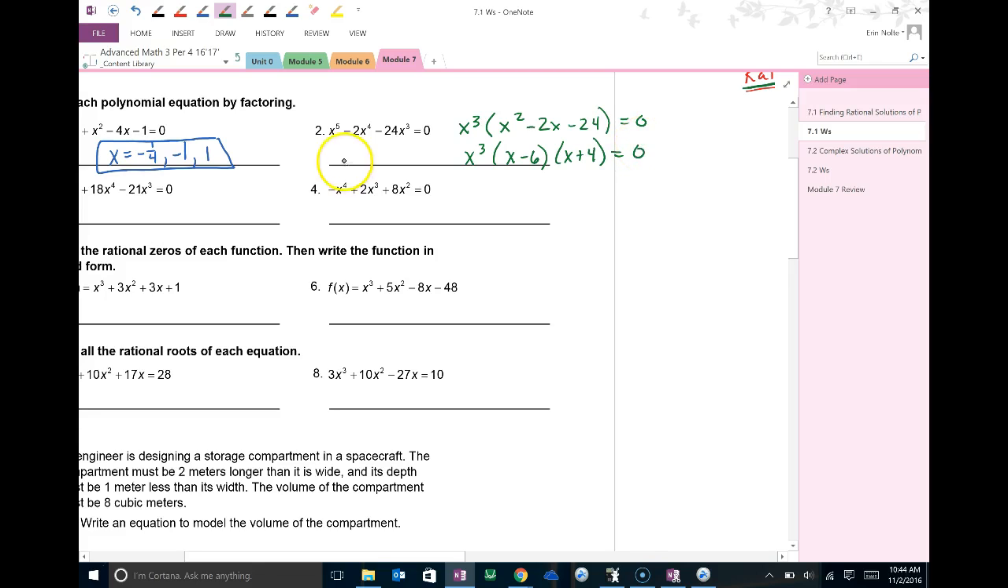So would we all agree the solution for this one would be, if I set x cubed equal to 0, I get 0. If I set x minus 6 equal to 0, 6. And if I set x plus 4 equal to 0, I get negative 4. Why is x cubed equal to 0? Because that's how you solve once you've factored it. You set each of the quantities equal to 0. Well, yeah, because 0 cubed is 0. 0 times 0 times 0.